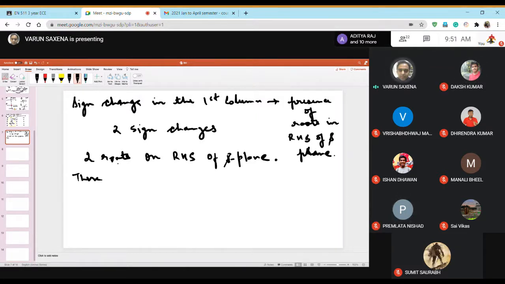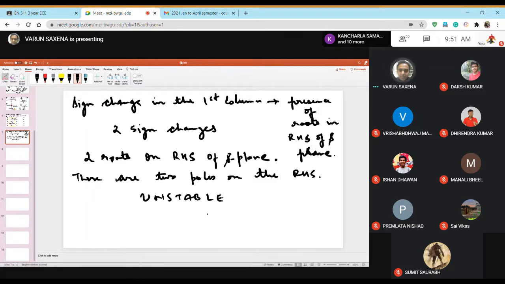Yeah, so that means that there are 2 poles on the right hand side, and therefore the system is unstable. Okay. So this is basically what Routh Hurwitz is going to tell you.